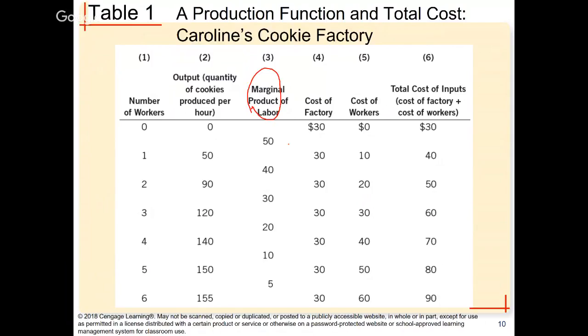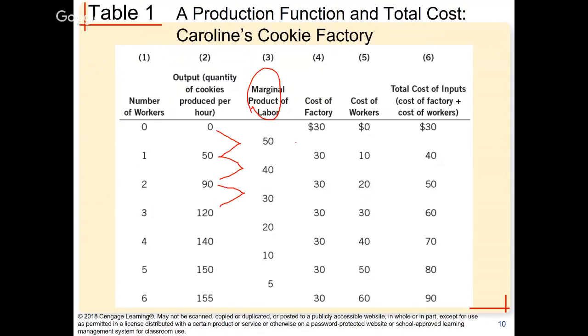total product of labor. So your output over here, when you have 0 workers, you have 0 output. When you have 1 worker, you have 50 output. So the difference between the 2 levels here is your marginal product. And then for next one, when you have 2 workers, you have 90 units. So that difference between the 2 levels, that 40, that's your marginal product. And then if you have hired 3 workers, you produce 120. And the difference between these 2 levels, that is your marginal product.